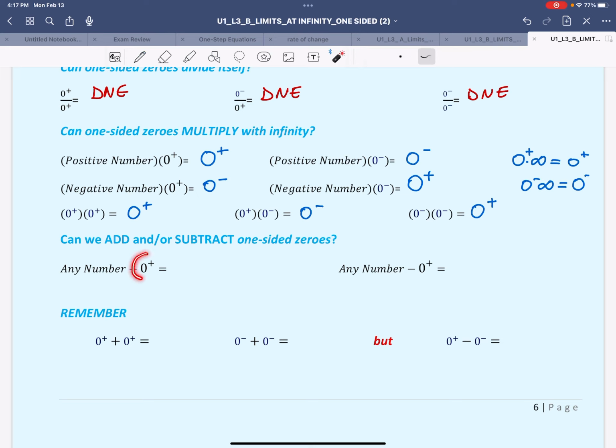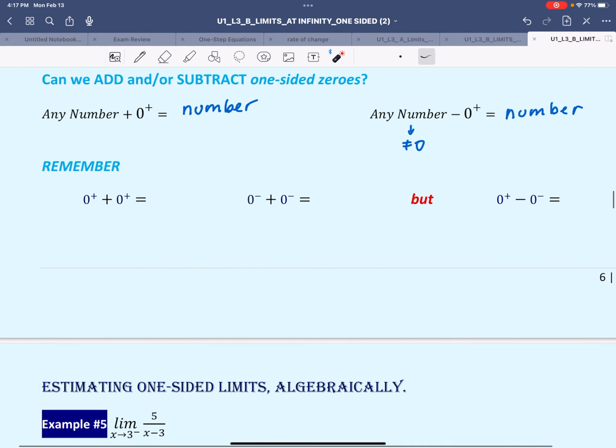Now, can we add or subtract one-sided zeros? So let's add one-sided zeros to a number. So if you have any number, add a one-sided 0, that would be very close to the number itself, so that exists. Any number, take away a 0, that would be the number approximately. We're talking about a number in here that is different than 0. Now, the last one that we are going to talk about is 0 plus plus 0 plus. So 0 plus and 0 plus, you add two very small numbers, you get one very small number. It's a positive. You add two negative zeros, then you're going to get a very small negative 0.